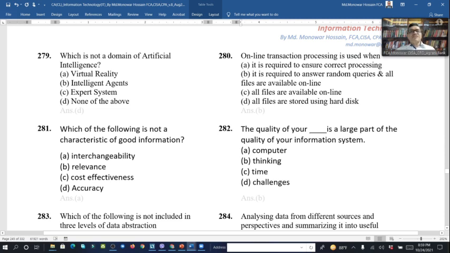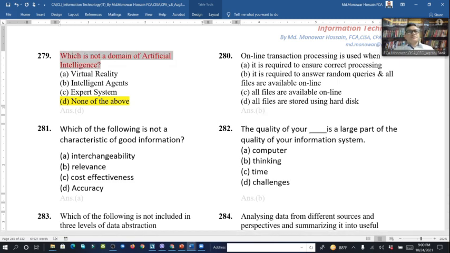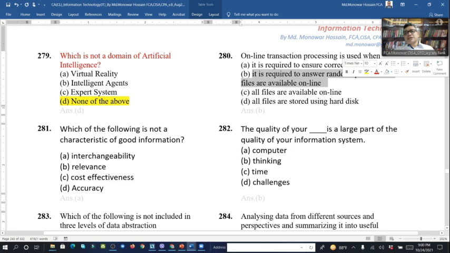Which is not a domain of artificial intelligence? Here, virtual reality is a domain of artificial intelligence. Online transaction processing is used when it is required to answer random queries and all files are available online.